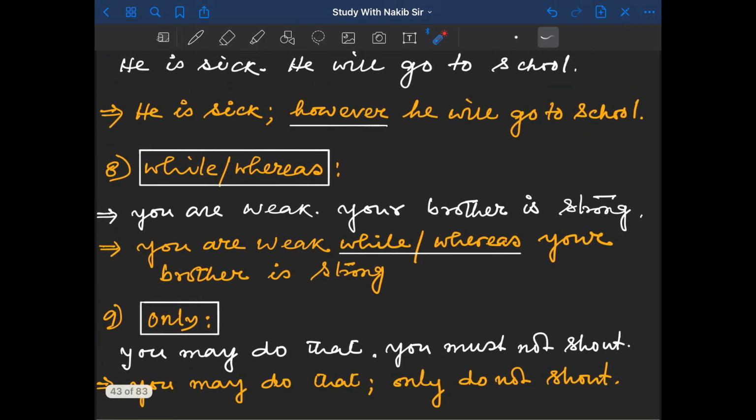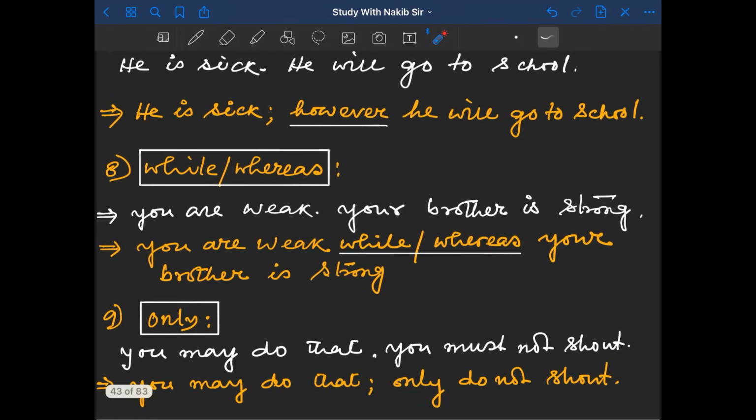Okay. Another coordinating conjunction only. See the example. You may do that, but you must not shout. But you cannot use but. But is not allowed for you. So you may use this. See, you may do that. Only do not shout. You may do that. Only do not shout. This is your combined sentence.